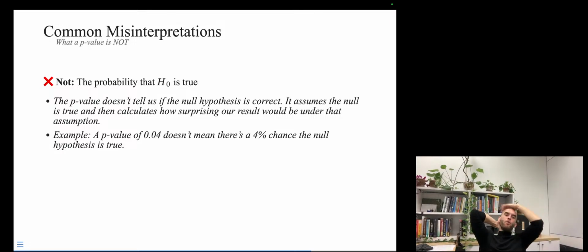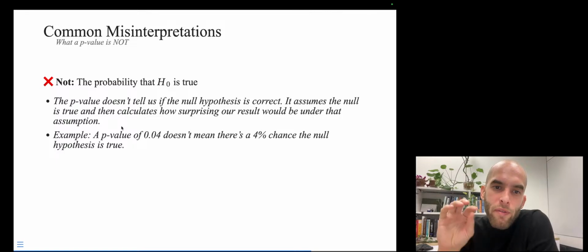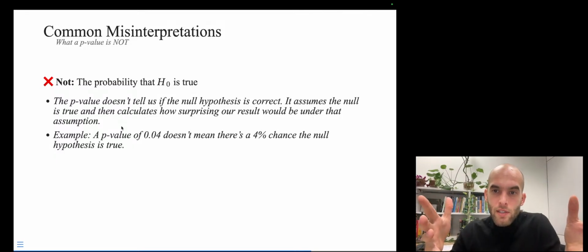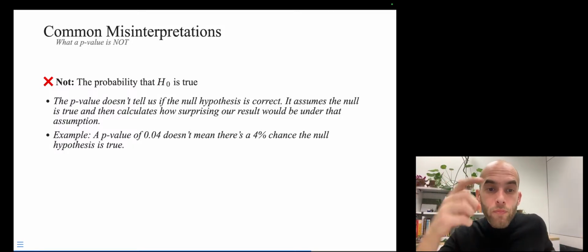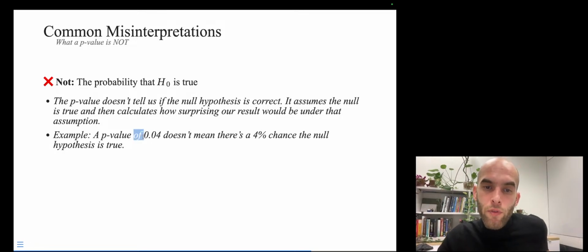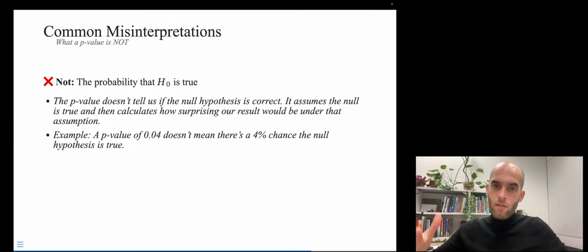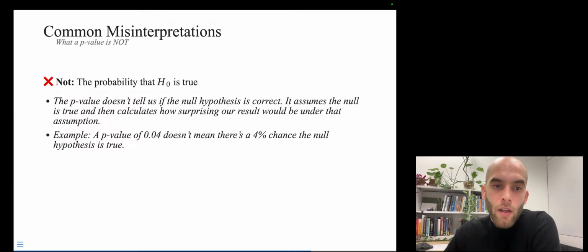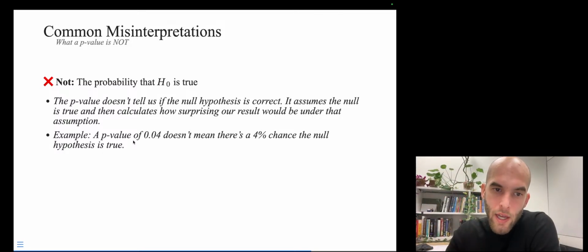And there's a lot of ways to misinterpret a p-value. The p-value is not the probability that the null hypothesis is true. The p-value assumes the null hypothesis is true and then calculates how surprising the observed results are under that assumption. So a p-value of 0.04 doesn't mean that there's a 4% chance the null hypothesis is true. So it doesn't mean there's a 4% chance that the truth is 10 in our example.